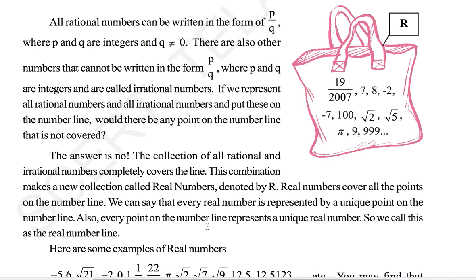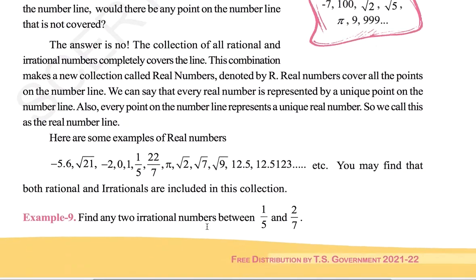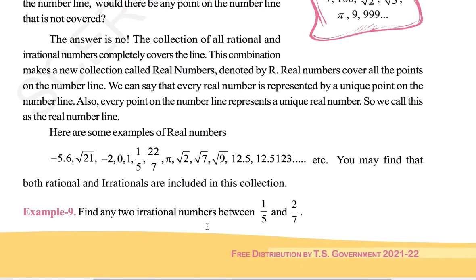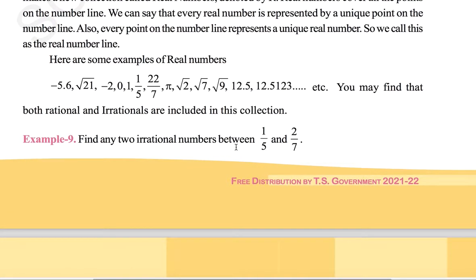That is what we are discussing, real numbers. We can say that every real number is represented by a unique point on the number line. Also, every point on the number line represents a unique real number. So we call this the real number line. Here are some examples of real numbers. We may find that both rational and irrational numbers are included in this collection.